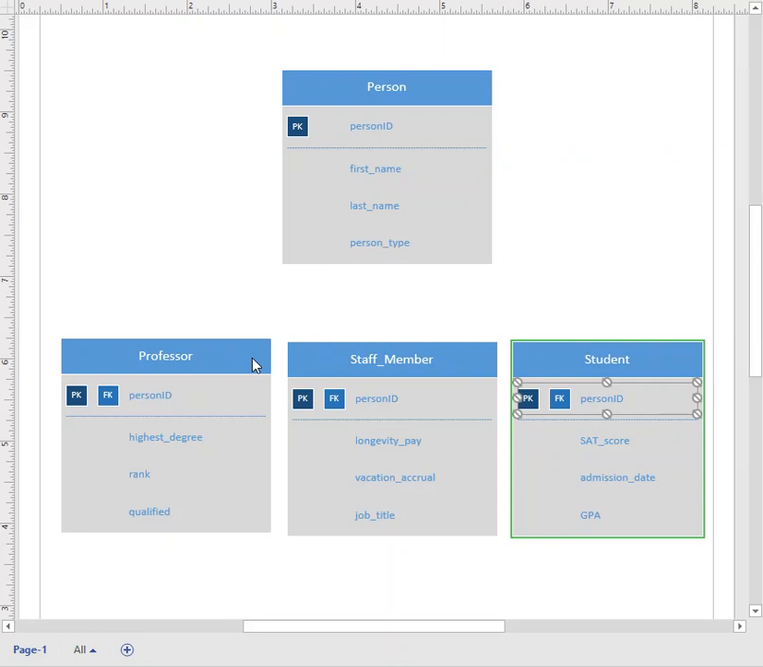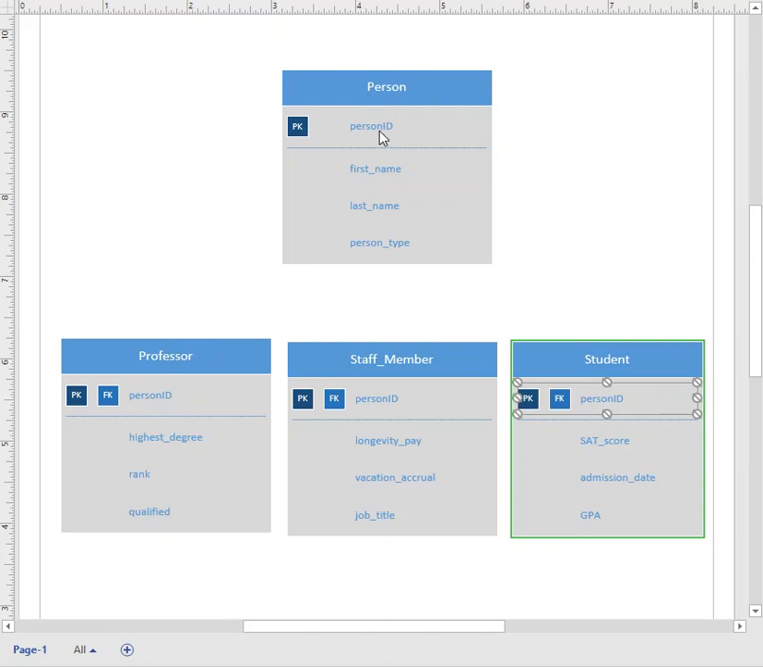Now, one thing you need to notice first of all is that the primary key and the foreign key of all of these subtypes is the primary key of the supertype. So the primary key for the subtype is inherited from the supertype. Okay, and that's really how you link these things together.